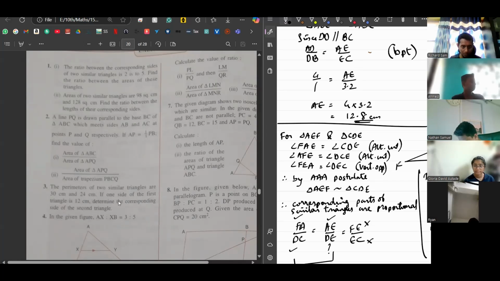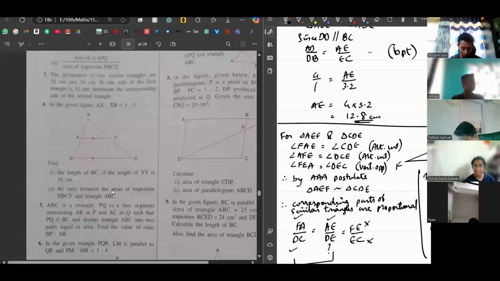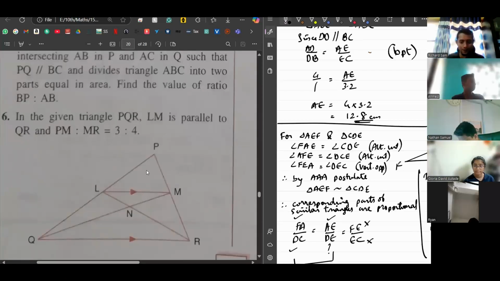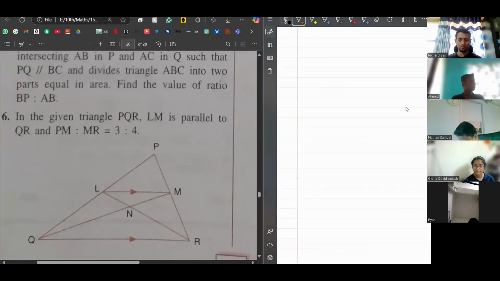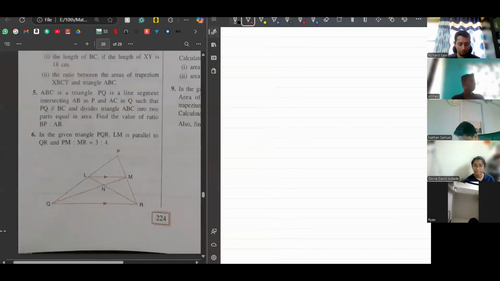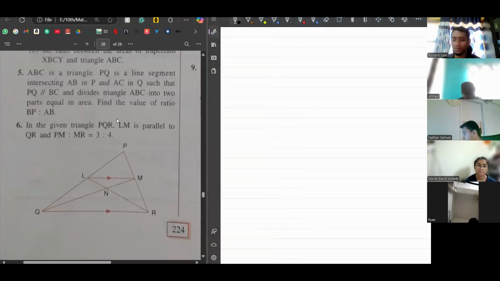Question 6 in your book. Question 6 in my book also. Okay, here. So look at the figure. Looks interesting. A lot of triangles inside this. Okay. Remember, use only the triangles that we need to use. So you have to figure out which triangle to extract from this.